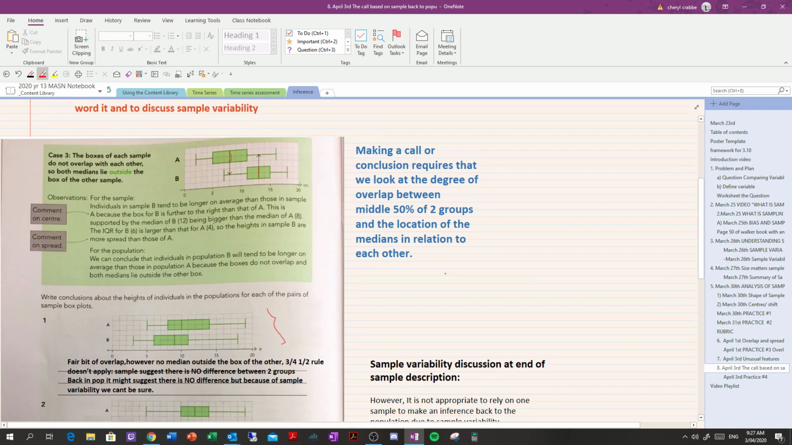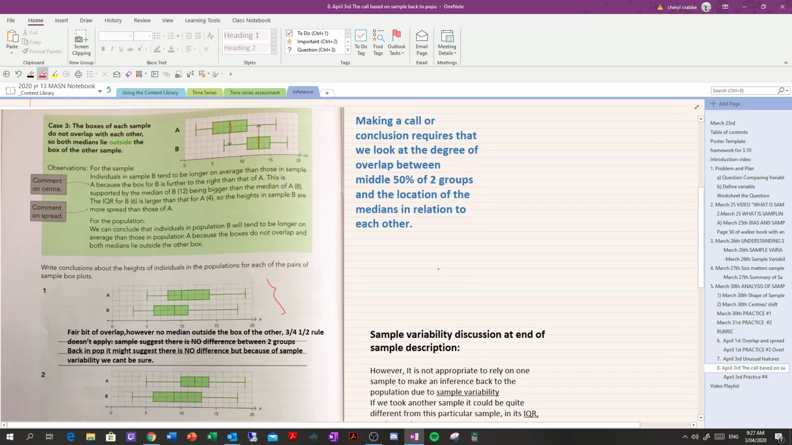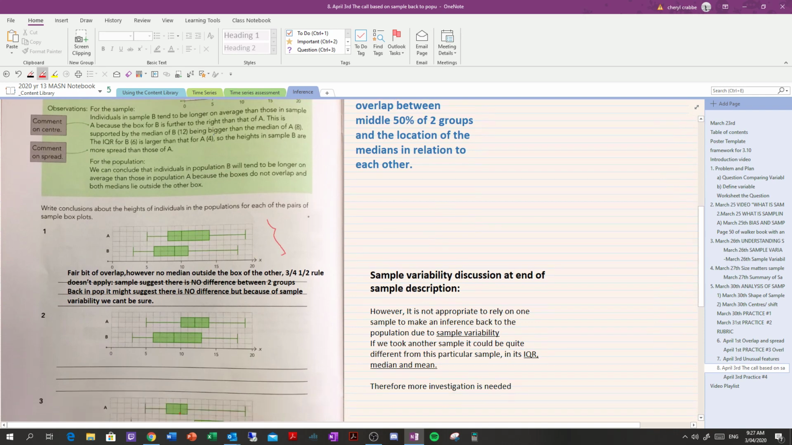So making a call requires that we look at the degree of overlap between the middle 50% of two groups and the location of the medians and so on. So basically what we've done already around overlap. We've talked about the medians, and you would have talked about the shifts and so on. So what is your sample saying? Here in example 1, there's quite a bit of overlap, like between here and here, and you would identify that. It's a little more than 25% of the graphs overlap, right? So a fair bit of overlap.